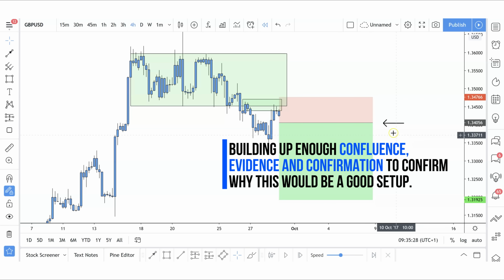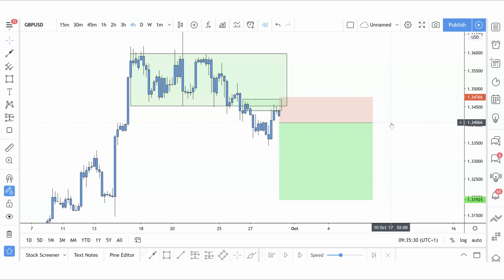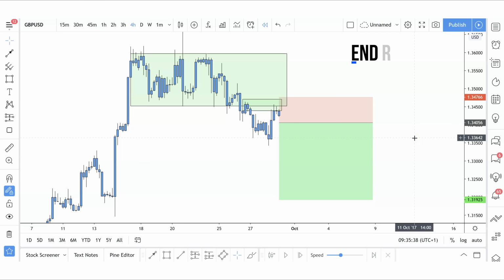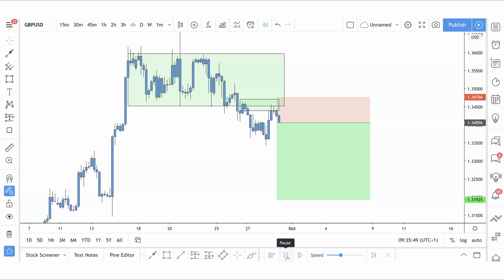And now we're heading towards the end of the trade. The end of the trade is this: we place our trade, we set our risk, we set our reward, and we let it play out. The end result will be one of three things: a winning trade, a losing trade, or a break-even trade. So now let's play it out. We'll press play on this one and see what the market does.